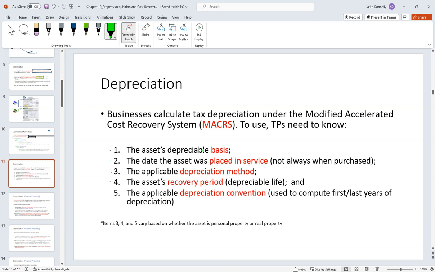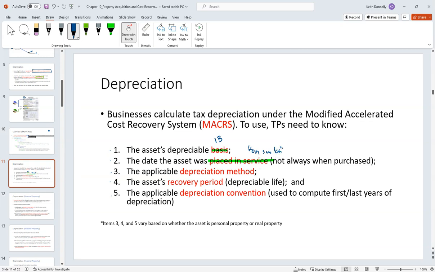We need to know what is our depreciable basis. That's essentially going to be our initial basis or cost. We need to know the date we placed it in service. When did we flip the on switch?